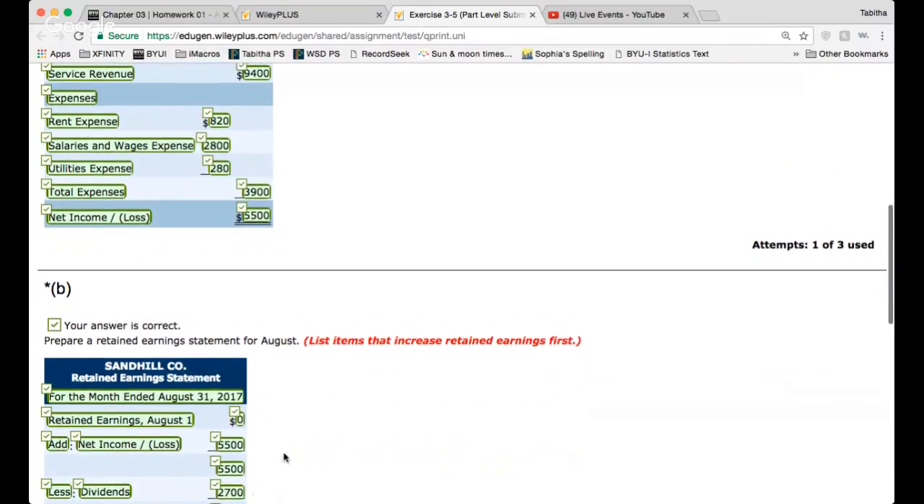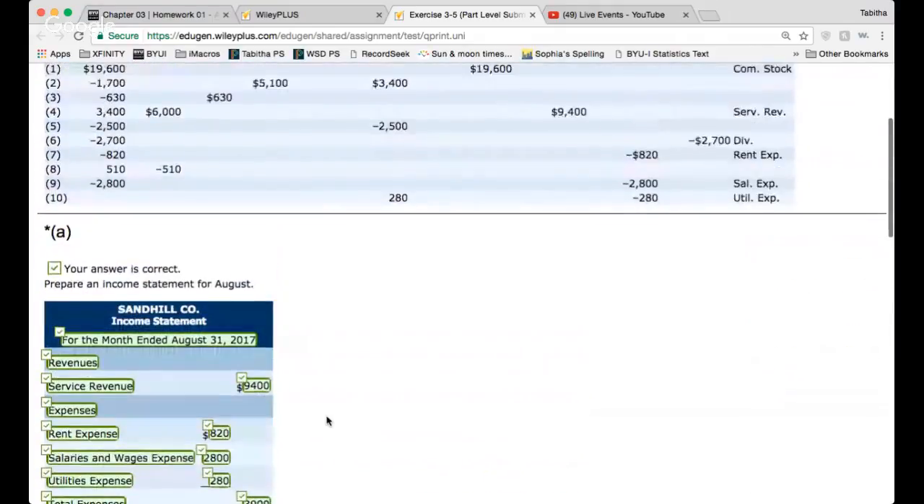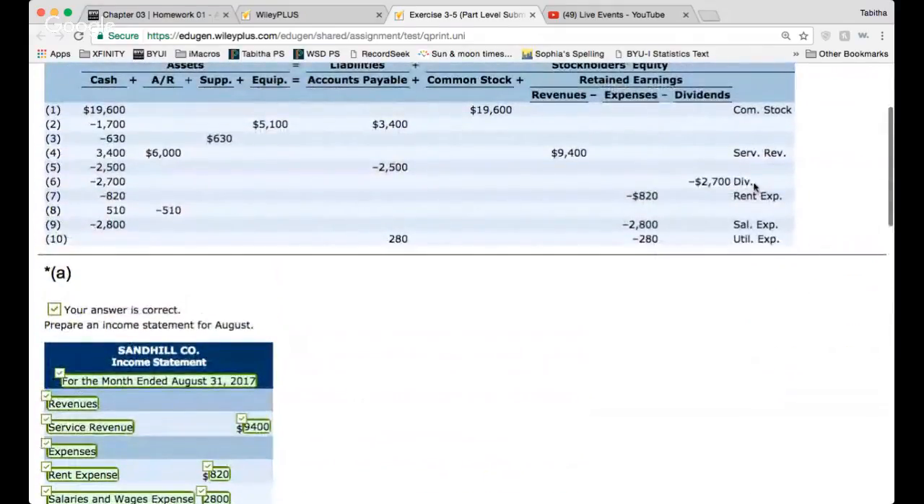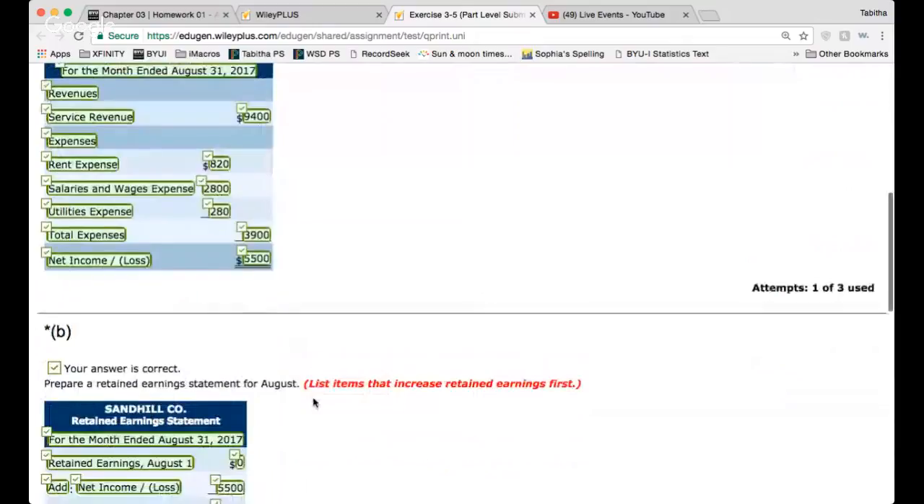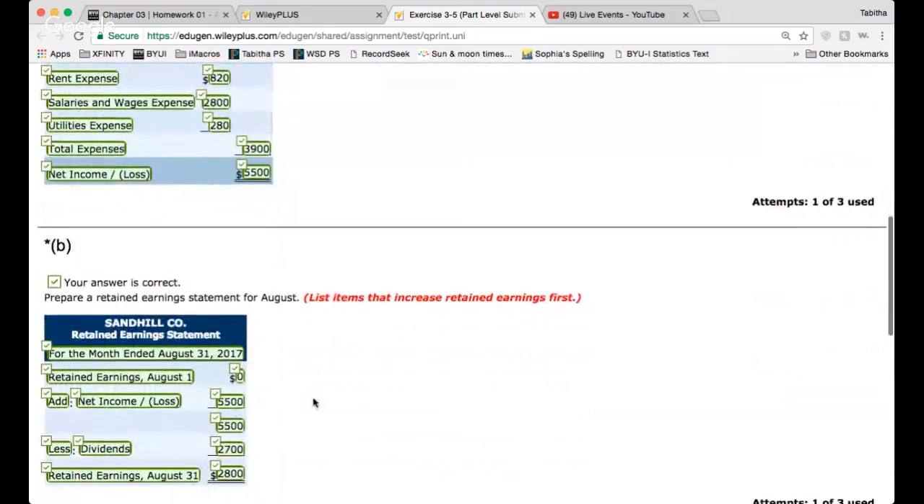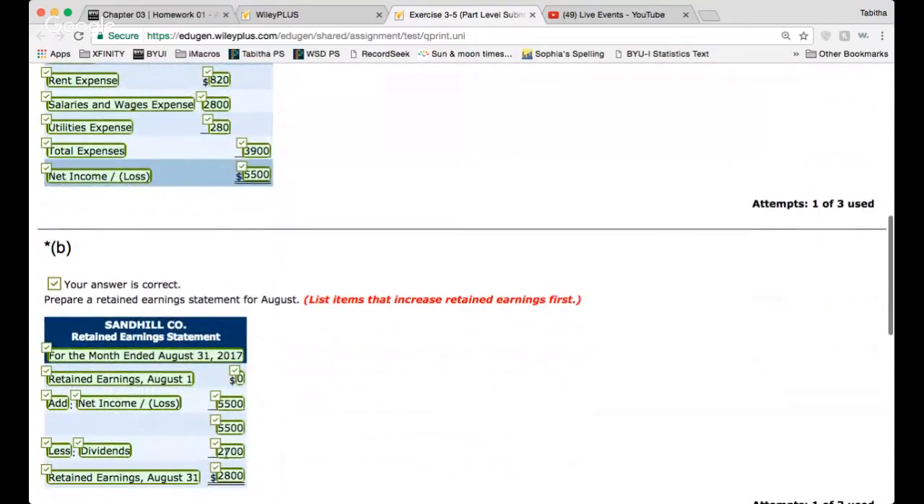Then we need to deduct whatever dividends were handed out for the month. And you'll see up here that we distributed $2,700 in dividends. So we need to go back down here to our retained earnings statement and deduct $2,700 from our total retained earnings. And we get $2,800 for the end of the month retained earnings.